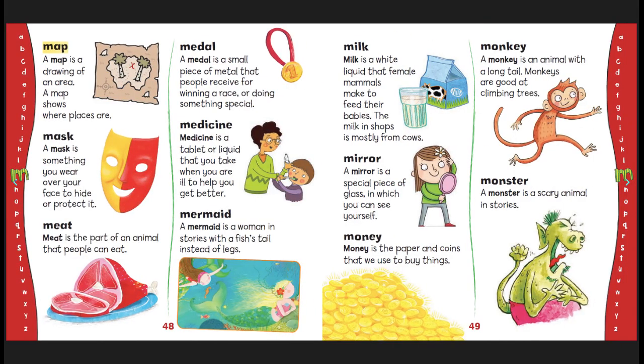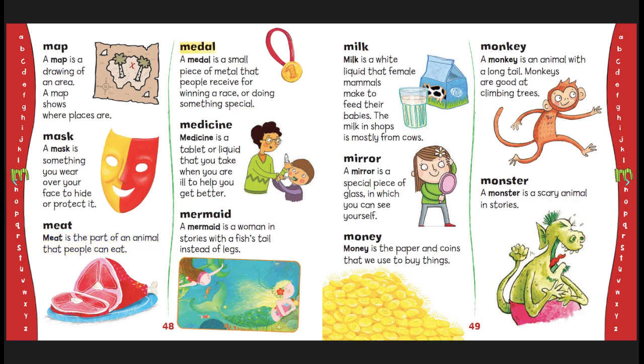Map. A map is a drawing of an area. A map shows where places are. Mask. A mask is something you wear over your face to hide or protect it. Meat. Meat is the part of an animal that people can eat.